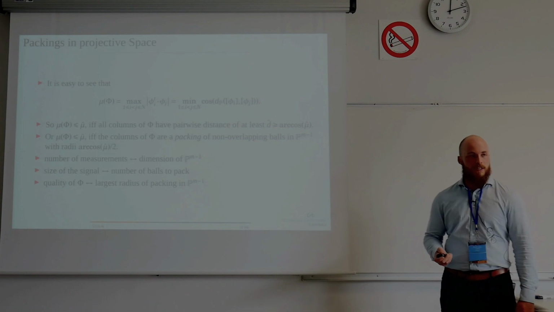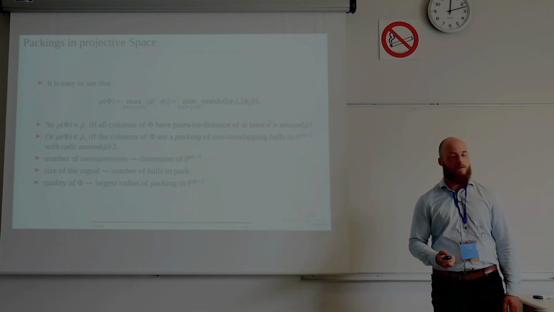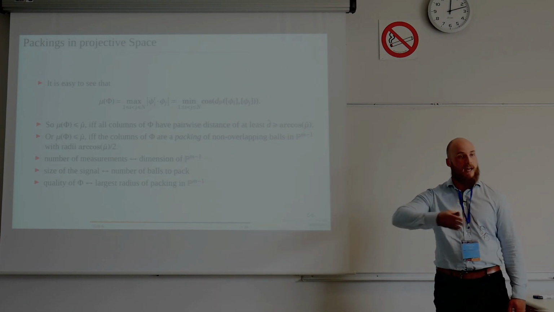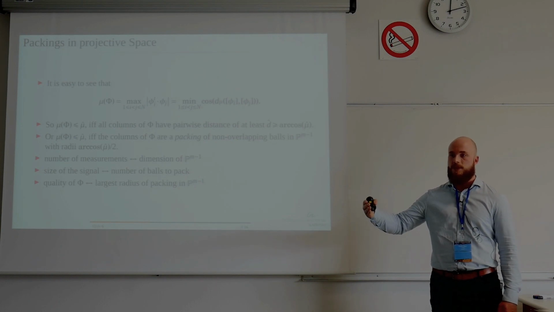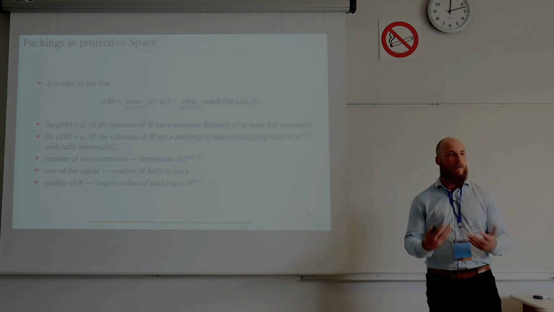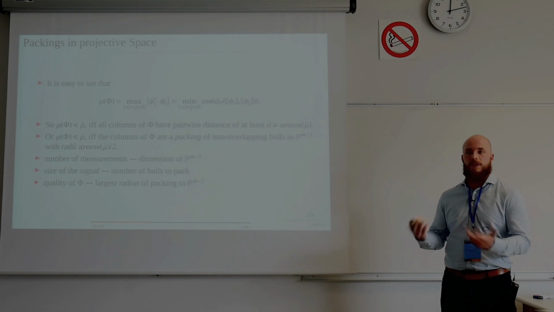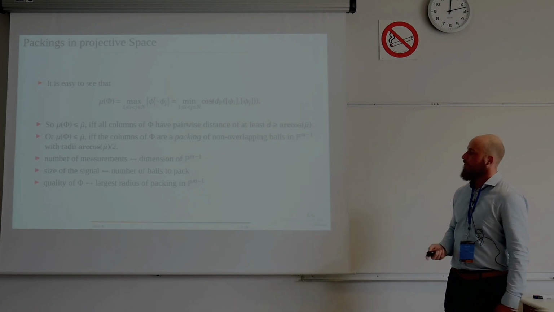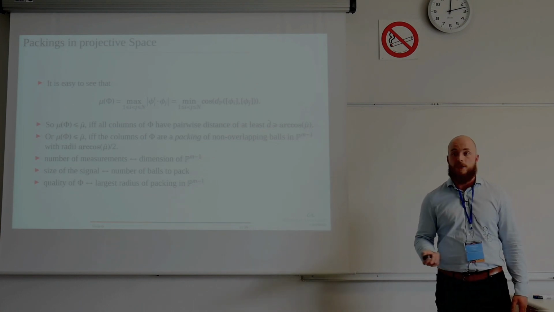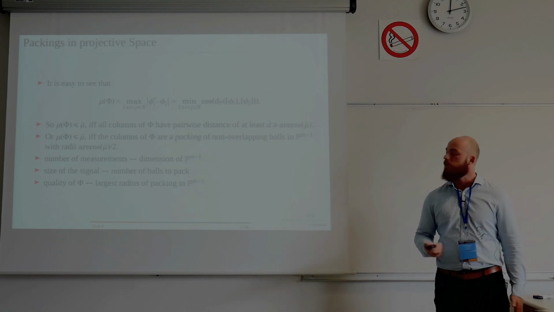So the number of measurements we take of our signal y corresponds to the dimension of the projective space. The size of the signal is the number of balls to pack, because the columns are now the centers of these packing points. And the quality of phi is basically the radius we achieved when doing this packing, such that it is a packing. Yeah? So obviously we want to make this radius as large as possible, because that minimizes the coherence.